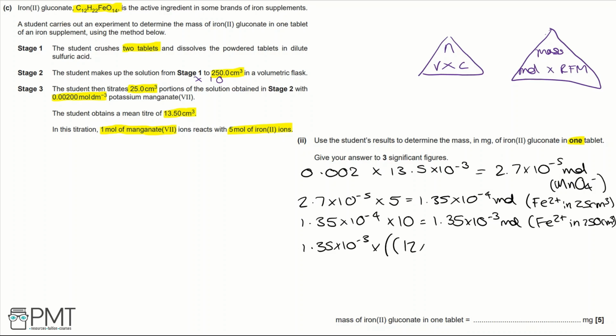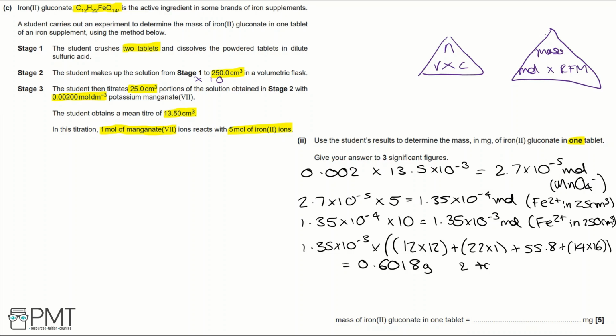So this is 12 times 12, because that's the relative formula mass of carbon, and we've got 12 of them, plus 22 times 1, because we've got 22 hydrogens and its relative formula mass is 1, plus 55.8, because that's the relative formula mass of iron, and then plus 14 times 16, because we've got 14 oxygens and its relative formula mass is 16. That equals 0.6018 grams in 2 tablets.